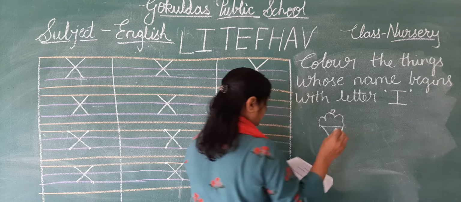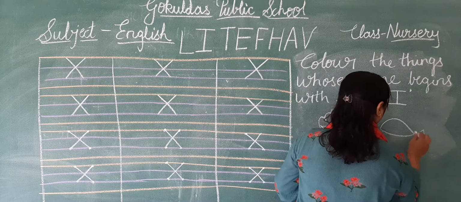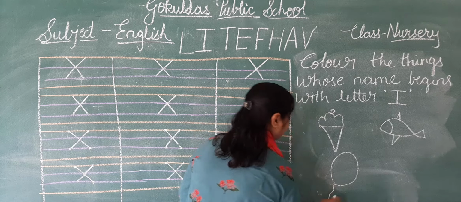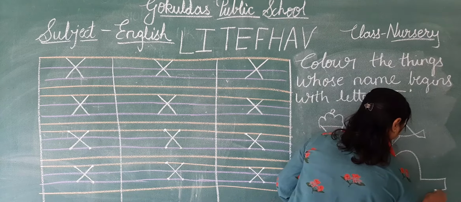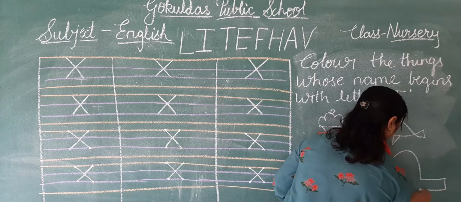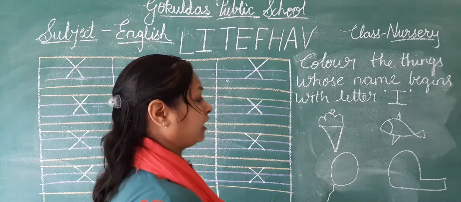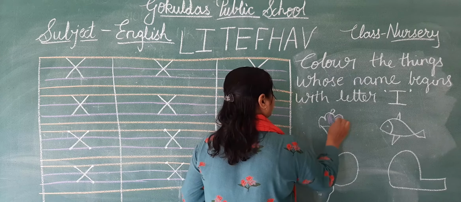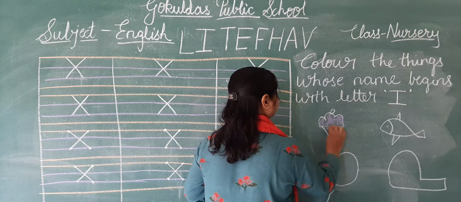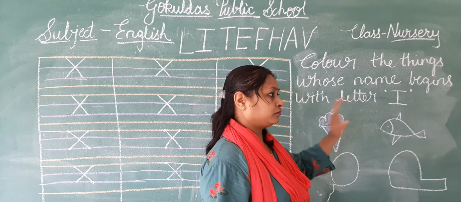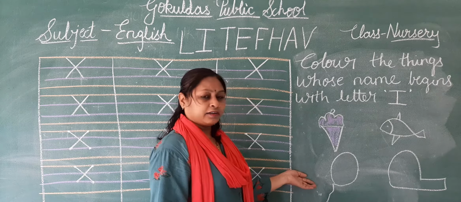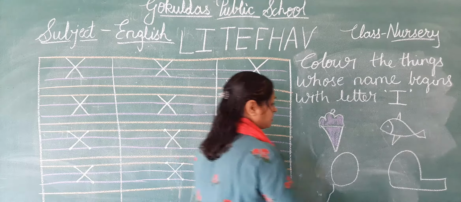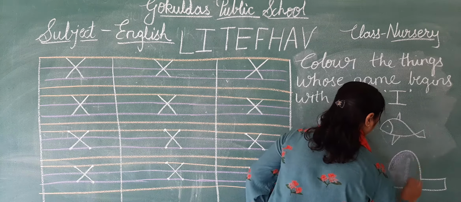This starts from letter I. Right? So what we have to do? We have to color the picture whose name begins with letter I. Right? So tell me which begins with letter I. I for ice cream. Yes. So what we have to do? We have to color it. Right? I for fish? No. F for fish. I for balloon? No. B for balloon. I for igloo? Yes. So what to do? We have to color the igloo.